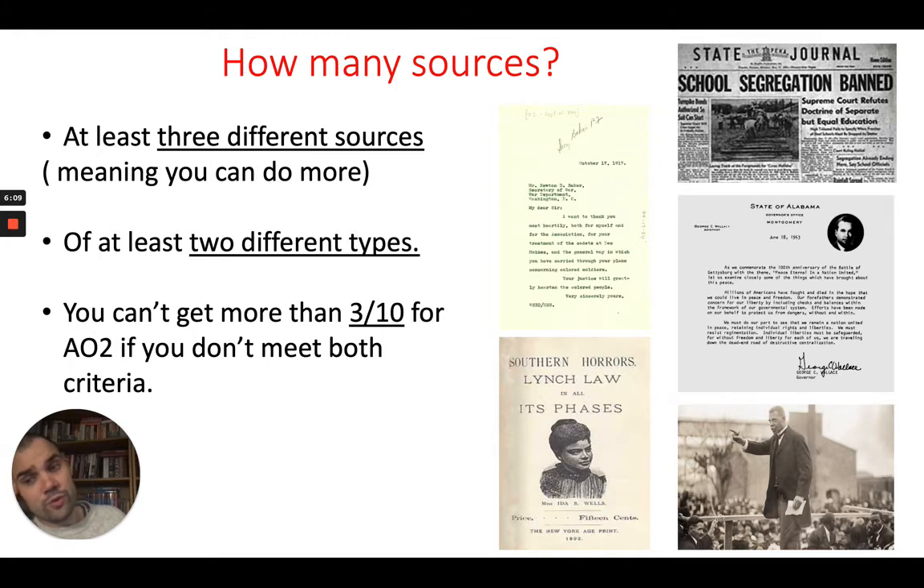Okay, so really important, you need to have 3 sources in total, and then those need to be of a minimum of at least 2 different types. So it could be 2 speeches and a poster, for example, that would be fine, but really, really important to not forget that, year 13.